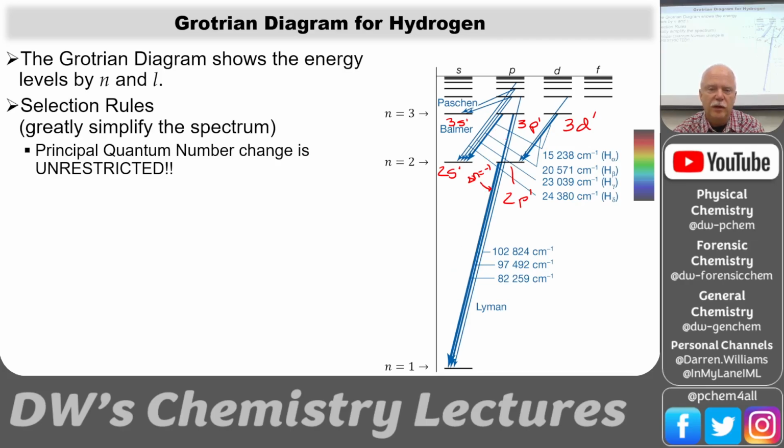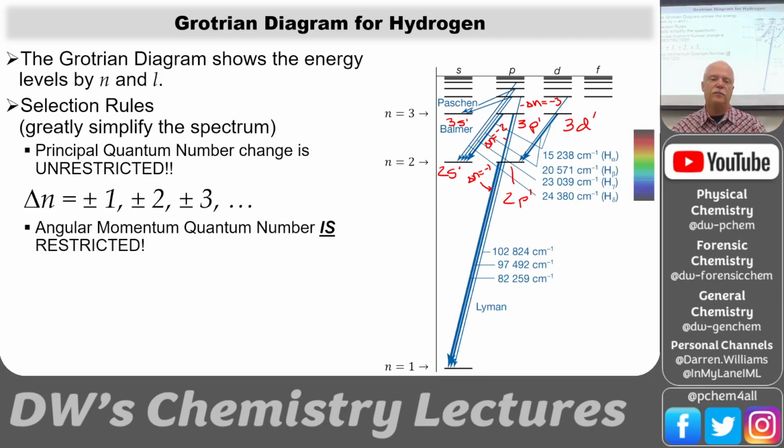It's going to get real busy, but I'll try to write legibly. This one is delta N equals minus 2, because it's going from 3 down to 1. This one right here is delta N equals minus 3. So it looks like the change in principal quantum number N is unrestricted. Okay, and it is. So the delta N can be anything. It can go up and down any number of integers.